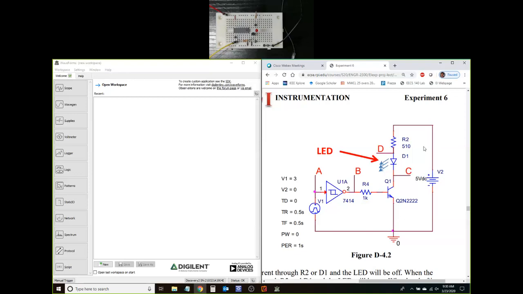But right now we are going to be trying to build this circuit and find out the two threshold levels and then answer the part D questions based on that. So just to save time, I have already built the circuit.